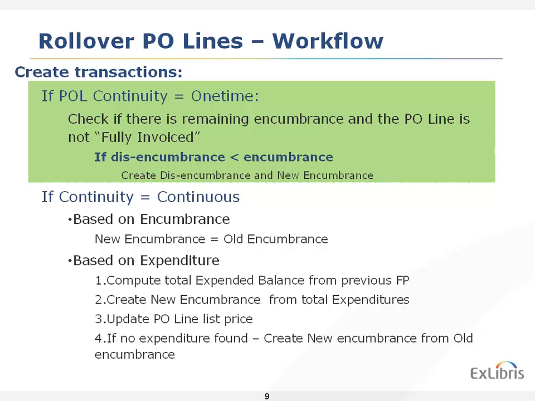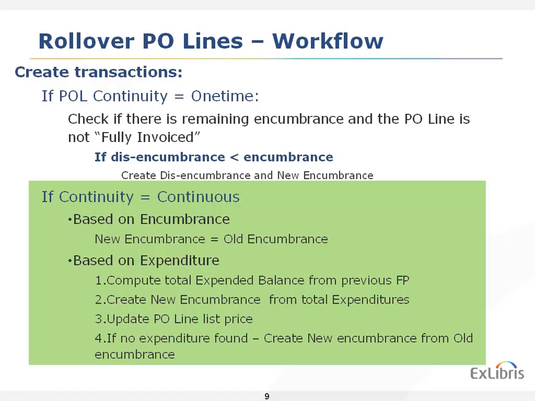So if we have a PO line, it is a one-time PO line. It costs $100, so we have encumbrance of $100, and we have a disencumbrance of $50, so we have a remaining of $50. What will happen is an encumbrance of $100 will be created in the next fiscal period, and a disencumbrance of $50 will be created. So in total we have encumbrance of $50 on the next fiscal period. Pay attention that if you add anything to the FPC factor, it will not affect one-time PO line.